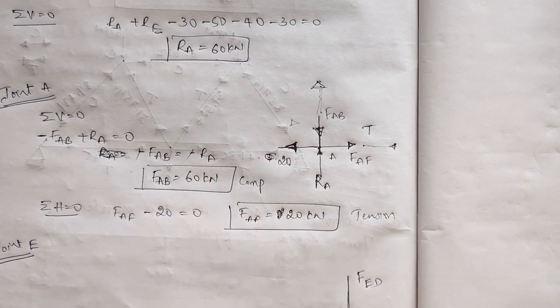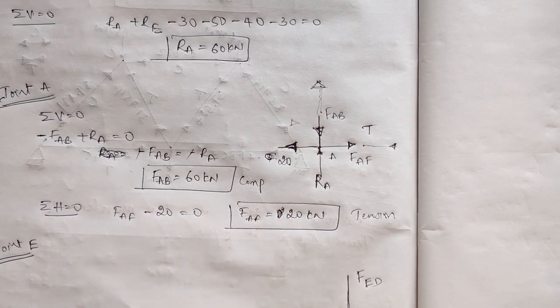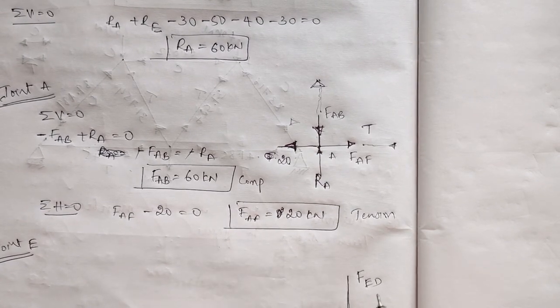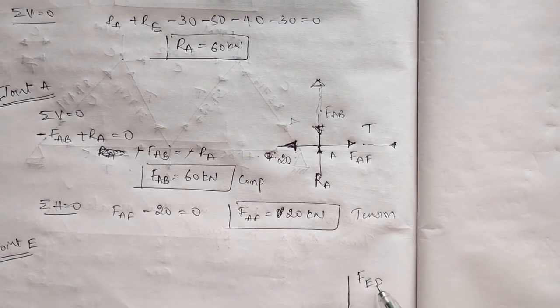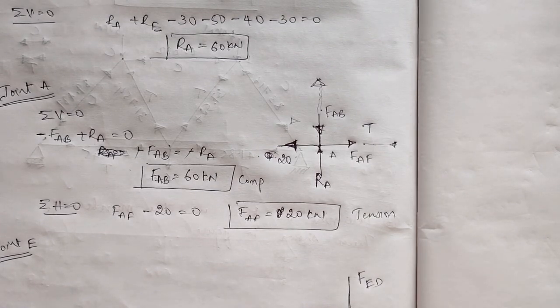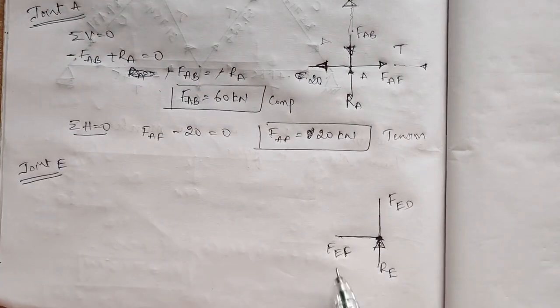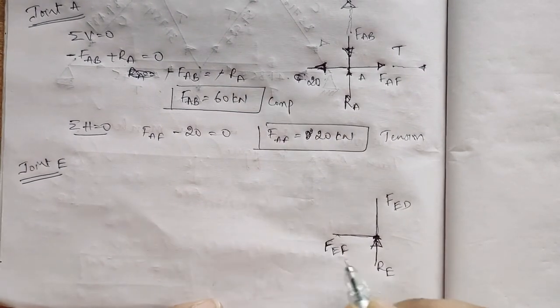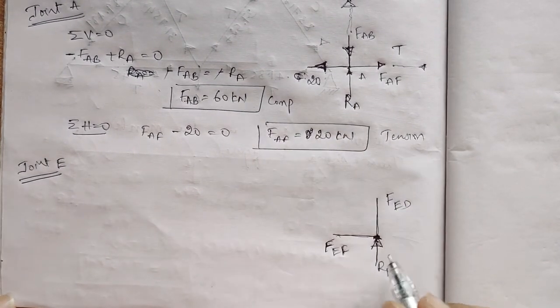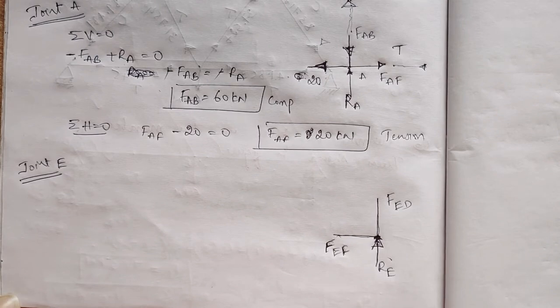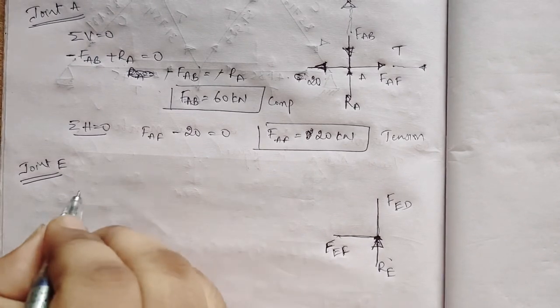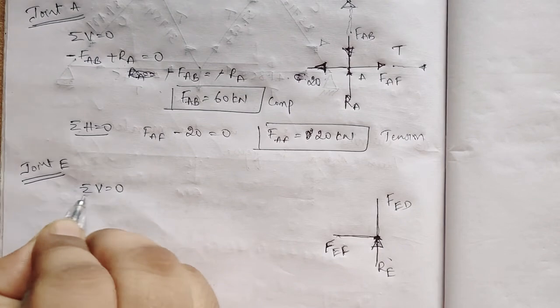FED and this FEF. Now FED and FEF we have to find, right? We know RE, and these are the two unknown forces. Now summation of vertical forces equal to 0.